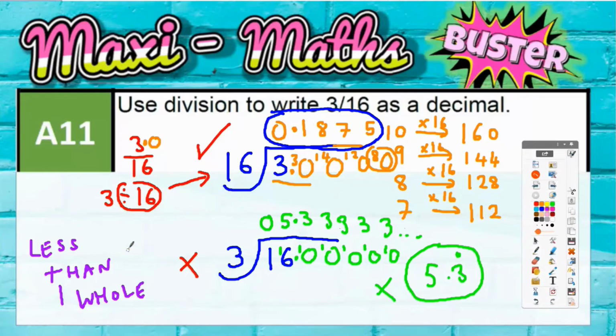And our actual answer of 0.1875, that is less than 1 whole. Whereas the answer over here, 5.3 recurring, is not less than 1 whole. In fact, that's bigger than 5 whole pizzas, because 5.3 would mean 5 whole pizzas. And that can't possibly be right, because 3/16 is less than 1 whole. So 0.1875 has got to be the correct answer.